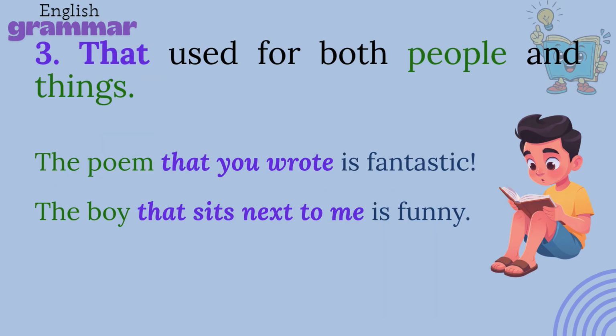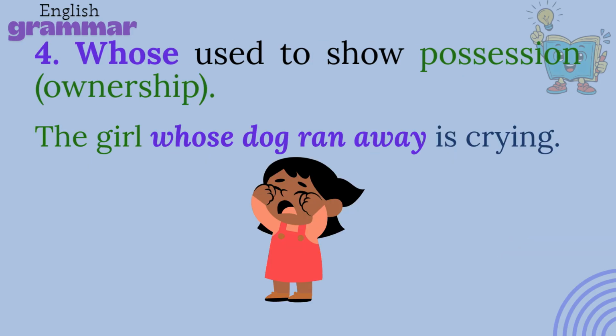3. That used for both people and things. The poem that you wrote is fantastic, or the boy that sits next to me is funny. 4. Whose used to show possession, ownership. The girl whose dog ran away is crying. Describes the girl who owns the dog.